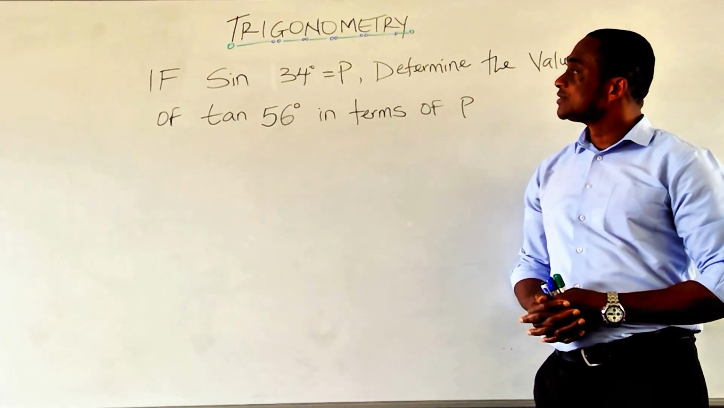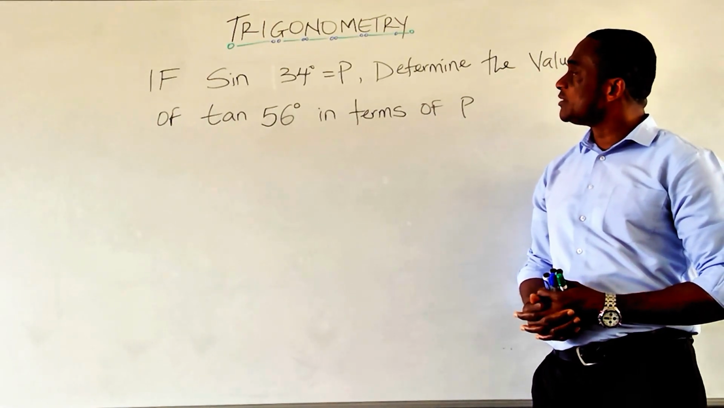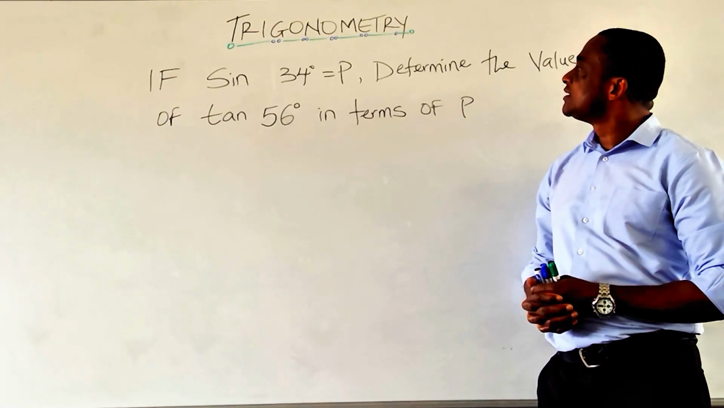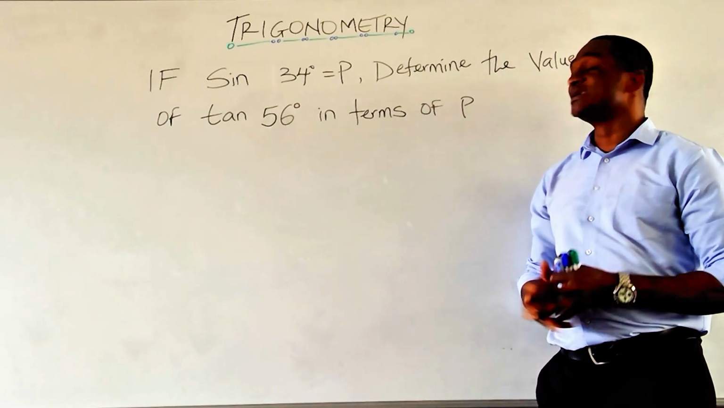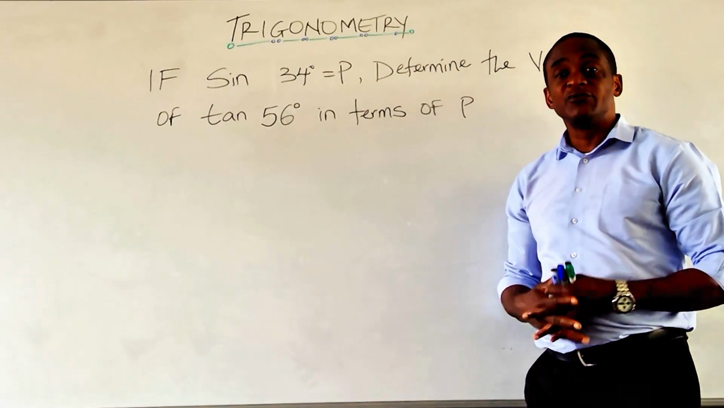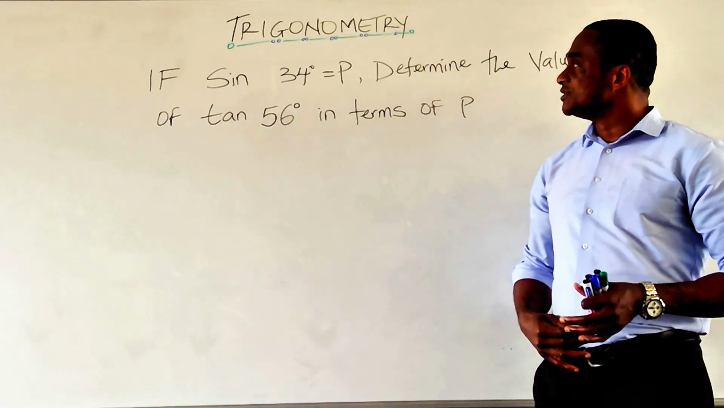Today we are going to look at a trigonometric equation and how to solve the problem. Here we have: if sine of 34 is equal to p, determine the value of tan of 56 in terms of p. When you see this type of problem, the best approach is to use a sketch.